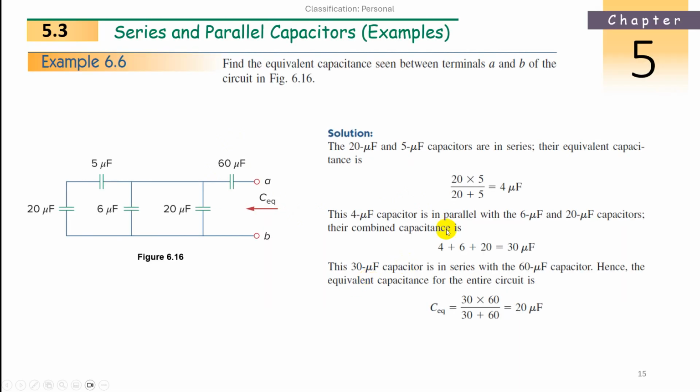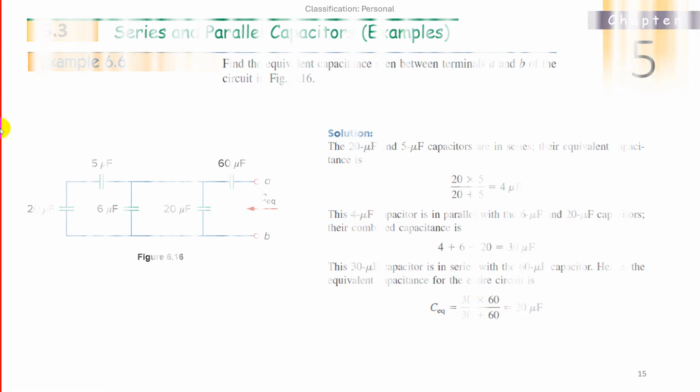Let me redo it. First, the 20 and 5 are in series, so product over sum gives 4 microfarads. Now 4 microfarads, 6 microfarads and 20 microfarads are in parallel, so the total is the sum: 4 plus 6 plus 20, 30. Now 30 and 60 are in series, so 30 into 60 divided by 30 plus 60. 30 into 60 by 90 gives 20 microfarads as the equivalent.